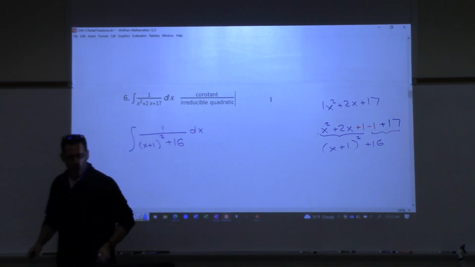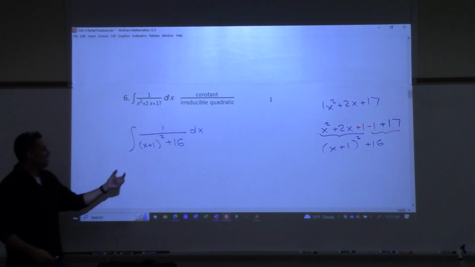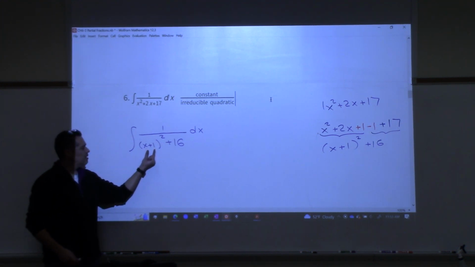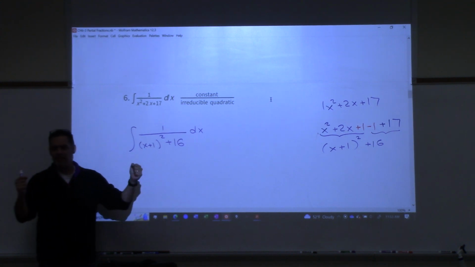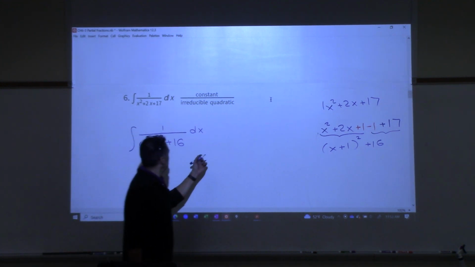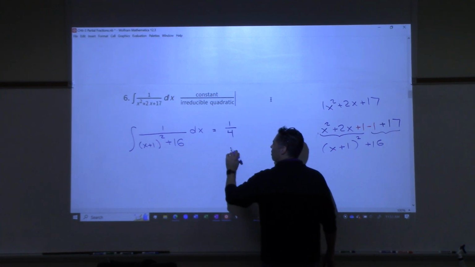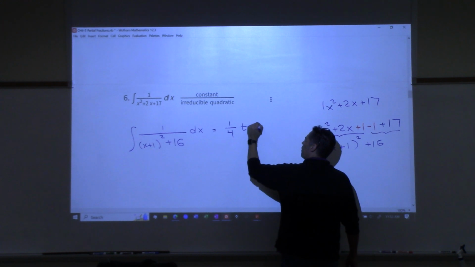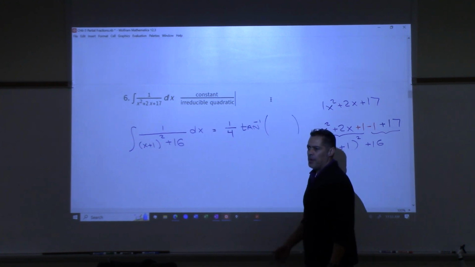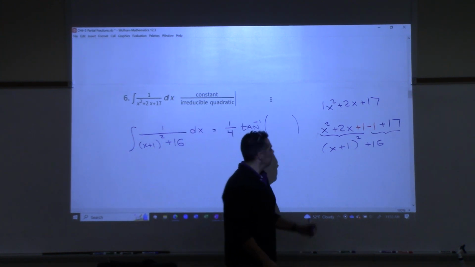That looks a lot like formula 17, the one we started class with today. What we have here is linear, and it has a 1. That means I don't have to scale by anything, so I can go straight to formula 17. Formula 17 says 1 over a, 1 over 4, because a is 4, times inverse tangent of whatever the variable is, but for us the variable is the linear expression, x plus 1, over 4.